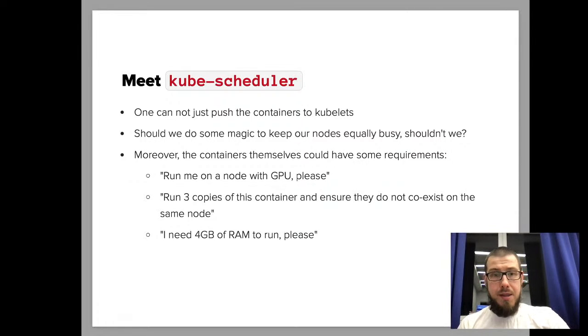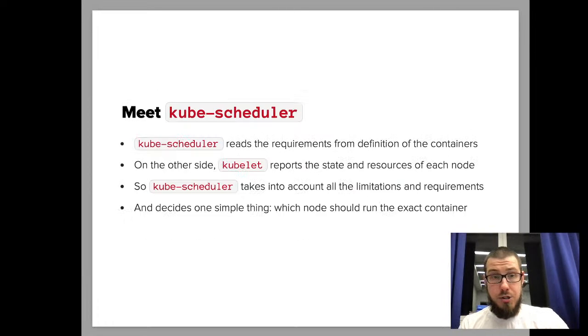And the containers themselves could have some requirements. For example, I need a GPU to run, please, or I would like to have 3 copies of this container and ensure they do not coexist on the same node. Or I need 4 gigabytes of RAM to run, please. So there are different considerations when talking about scheduling pods to nodes. Kube-scheduler decides where it should schedule a container to.